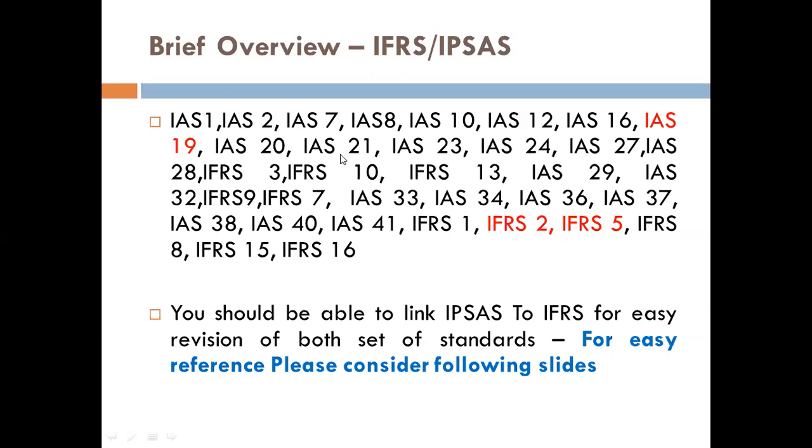The related party, and IAS 27 is separate, but IAS 27 has to do with the separate financial statement for consolidated financial statement. Parent company separate financial statement. How do we deal with it if we have investment in subsidiary, how do we report them? So that is IAS 27.